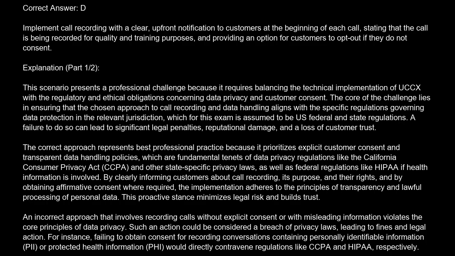An incorrect approach that involves recording calls without explicit consent or with misleading information violates the core principles of data privacy. Such an action could be considered a breach of privacy laws, leading to fines and legal action. For instance, failing to obtain consent for recording conversations containing personally identifiable information (PII) or protected health information (PHI) would directly contravene regulations like CCPA and HIPAA, respectively.